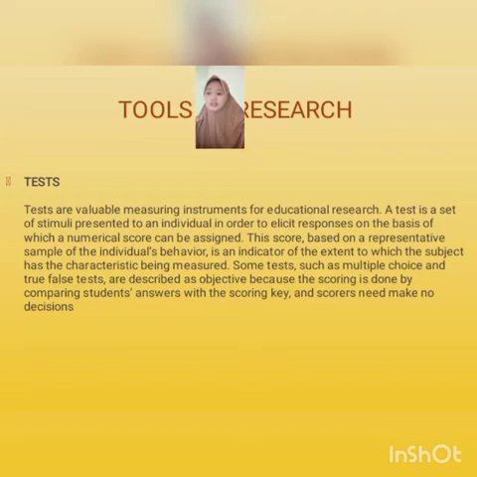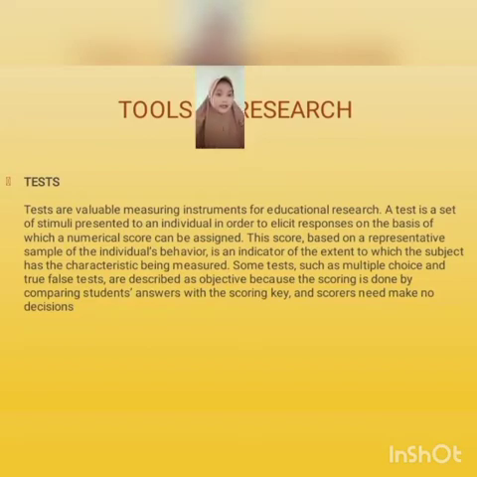Some tests, such as multiple choice and true-false tests, are described as objective because the scoring is done by comparing student answers with the scoring key, and scorers need make no decisions.